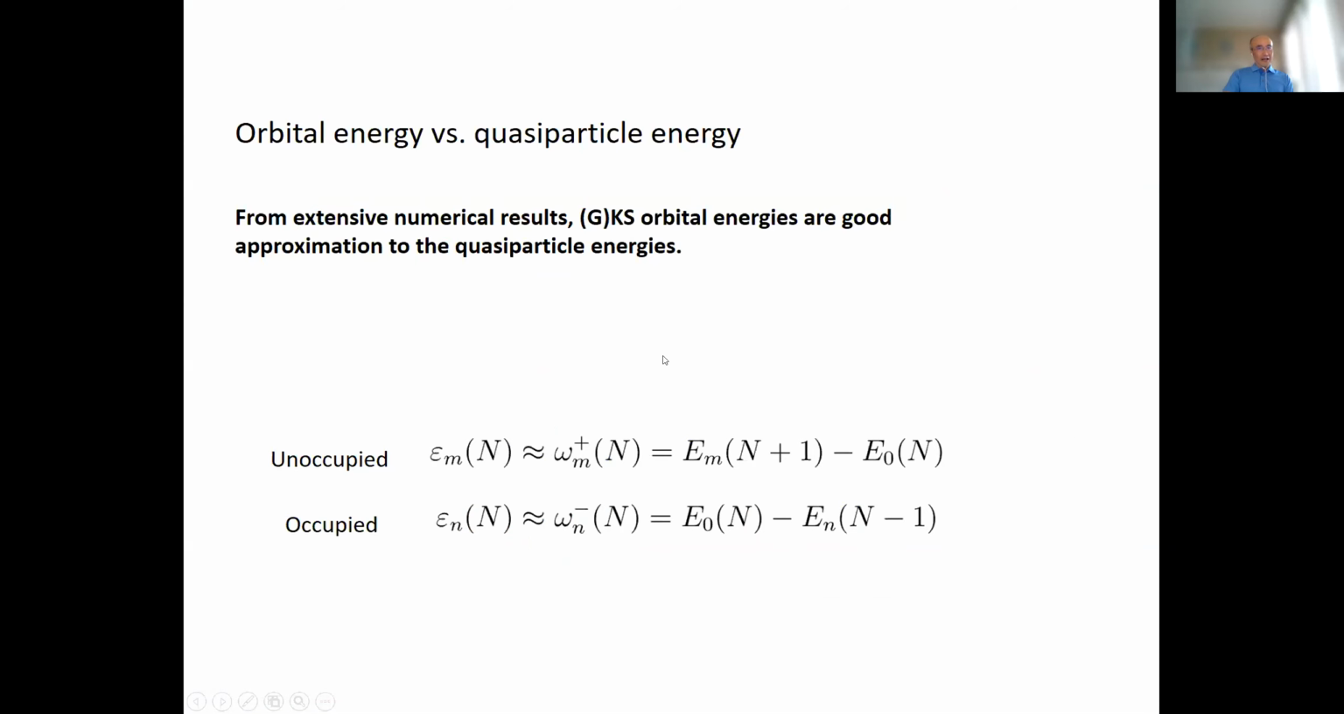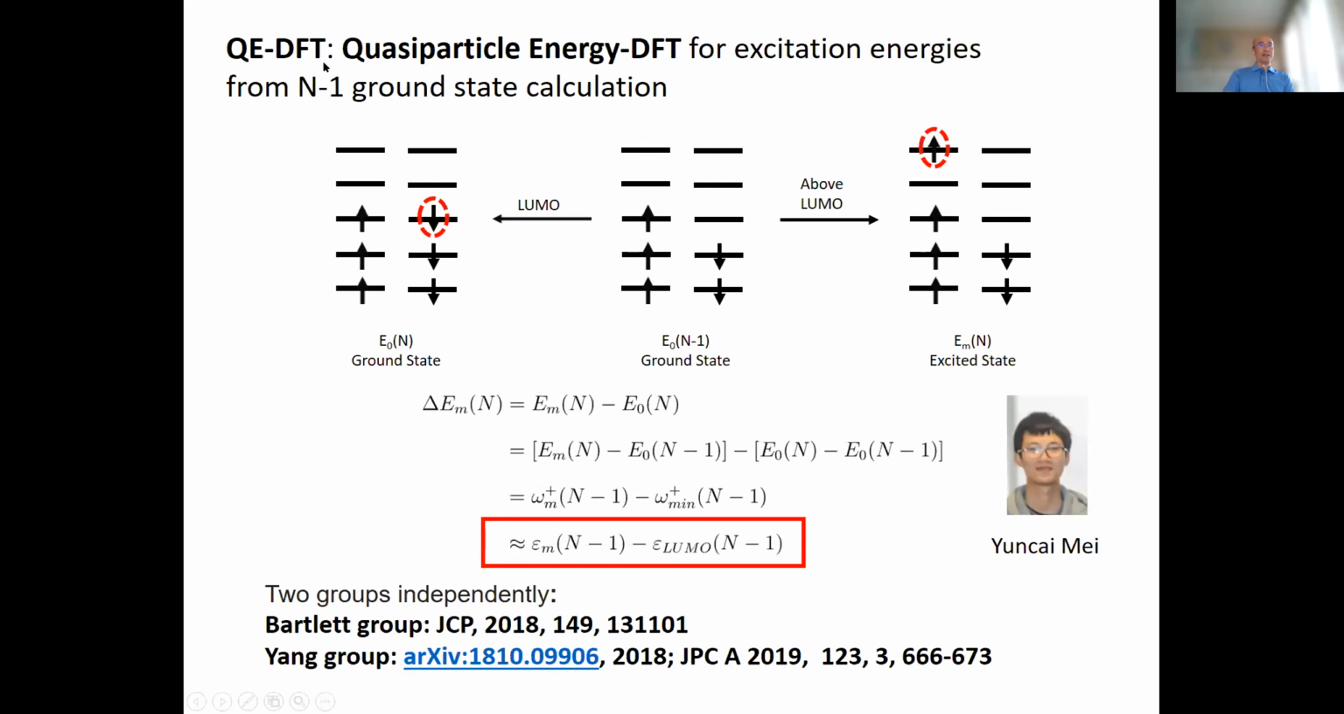Well, looking one more time at the quasi-particle energy. The quasi-particle energy describes an energy added to an excited state of the N+1 system, or energy taken away from an N-1 system's excited states. So that means that the ground state orbitals contain excited state information. This leads us to the method called QE-DFT, quasi-particle energy from DFT, for excitation energy from an N-1 ground state calculation. So we can take one electron away, and then the LUMO will describe the ground state, and the levels above the LUMO will describe the excited states.